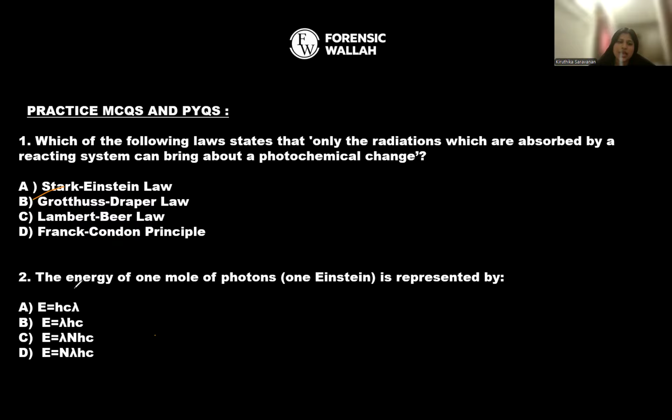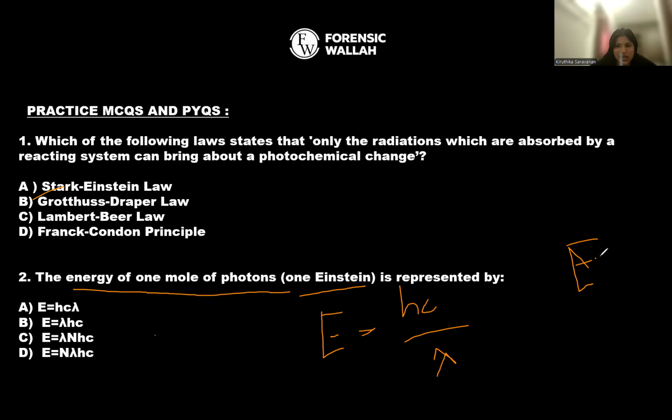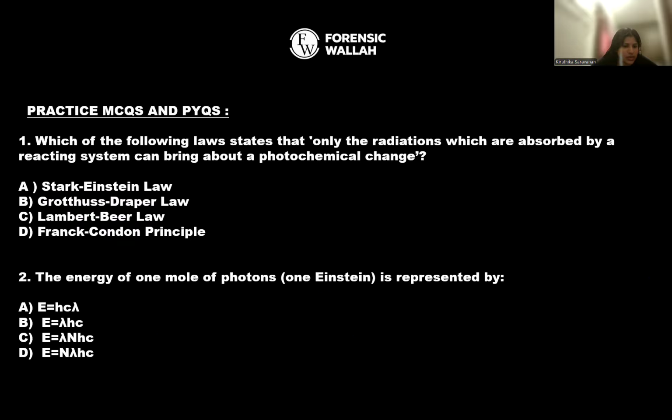Okay, so the next is, the energy of 1 mole of photon, that is 1 Einstein, is represented by... we know that energy is equal to hc by lambda. When they specifically mention 1 mole of photon, the energy of 1 mole of photon is 1 Einstein, meaning we can write it as E is equal to N into hc divided by lambda. That will be your answer. Clear now? Okay, now coming to the next.